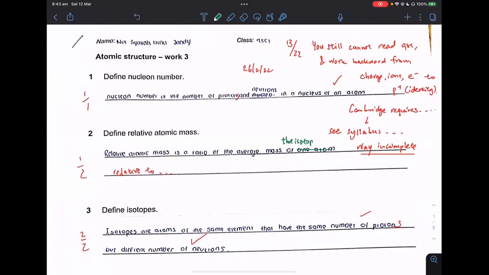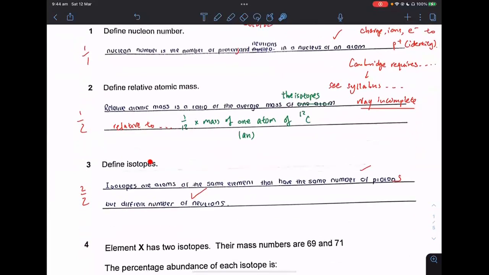If you follow the syllabus, you will see the average mass of the isotopes. And this is relative to 1/12 times the mass of one atom, or n atom. N atom means one atom of carbon-12. So I think most people are okay with the definition now. You know that you have to follow the Cambridge curriculum. You can change it slightly, but you've got to have the term average, you've got to have the isotopes, you've got to have the 1/12, you've got to have 1 or n, you've got to have this atom of carbon-12 there.